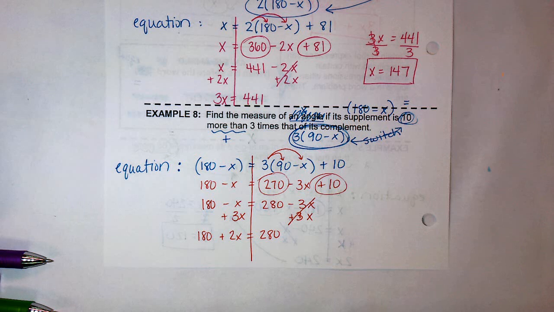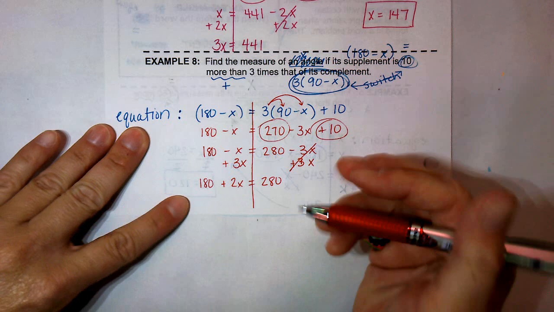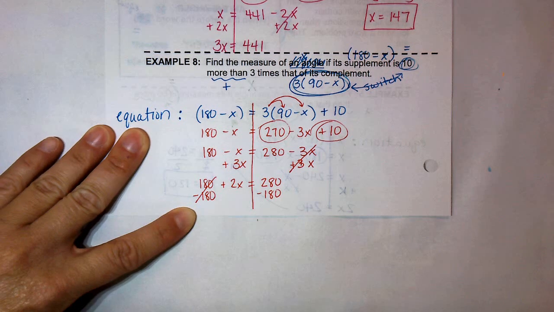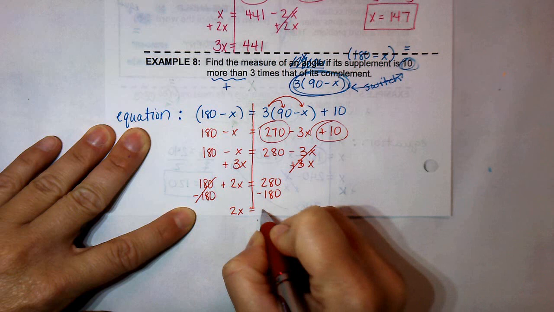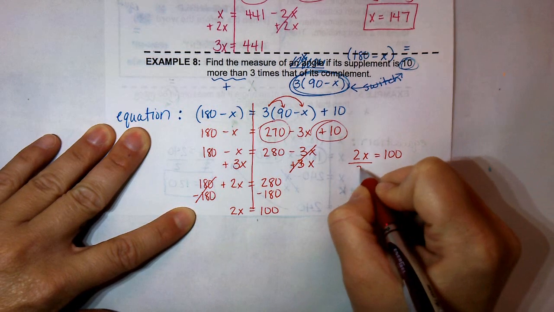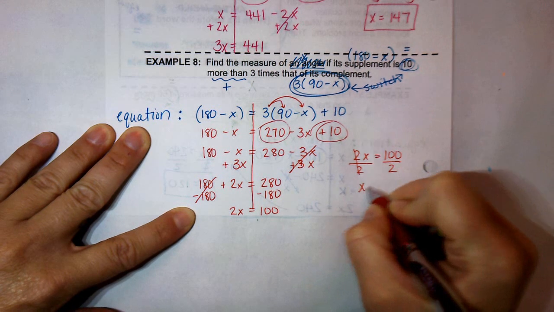Just baby steps. That's all you got to do so you can keep everything in line. Now, move 180 because I need all the constants to one side. I got to get it out of the way. So 2X equals 100. And one more step. Divide by 2. X equals 50.